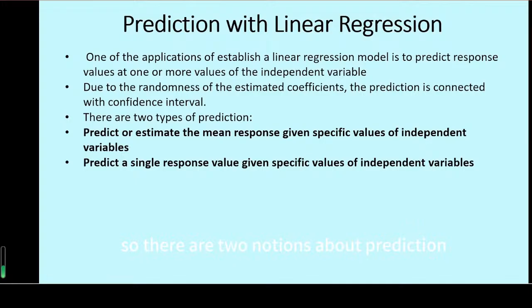There are two notions about prediction. One is to predict the mean response given specific values of the independent variables. This is actually the value which lies on the regression line, and we want to estimate the confidence interval of this value. And the second idea is predicting a single response value given specific values of the independent variables. This is more random, so the confidence interval, or we say prediction interval, is wider than the first one.